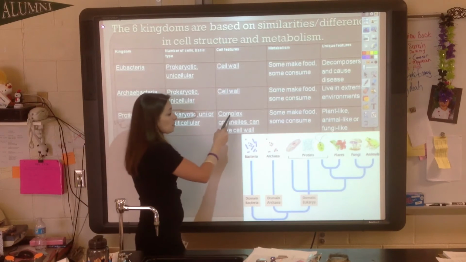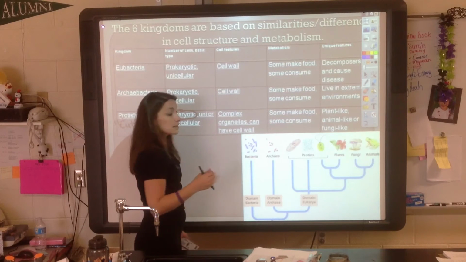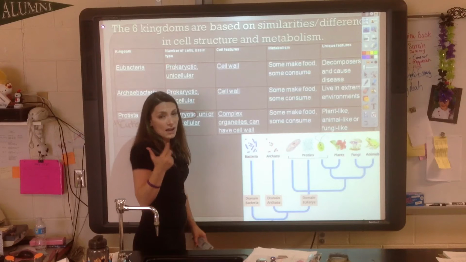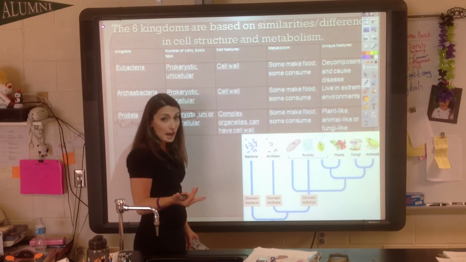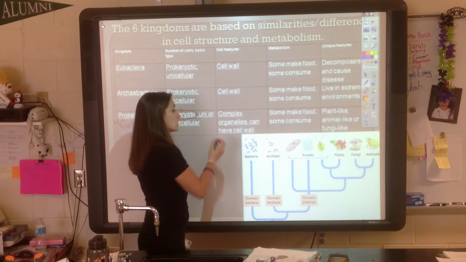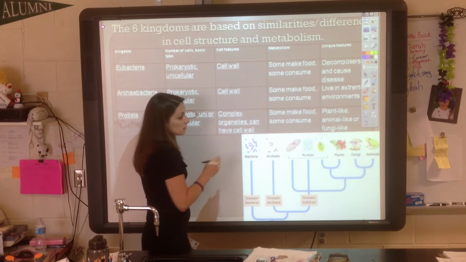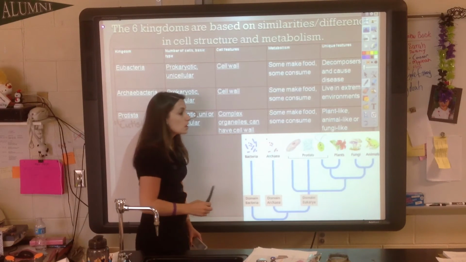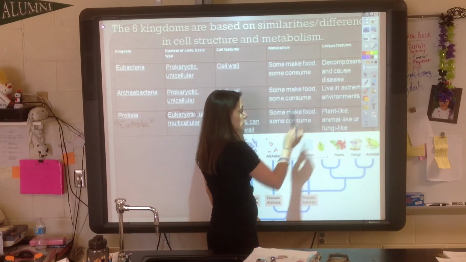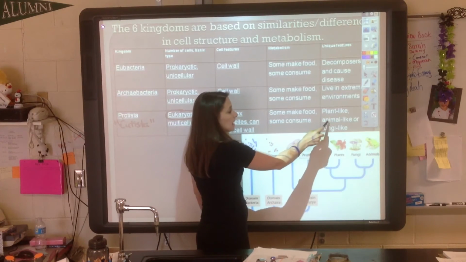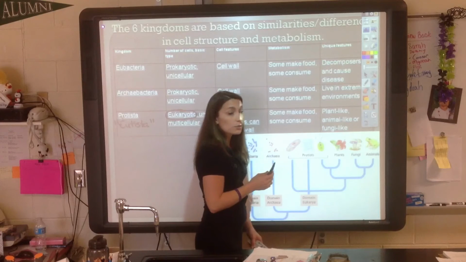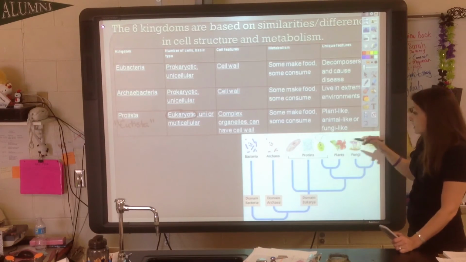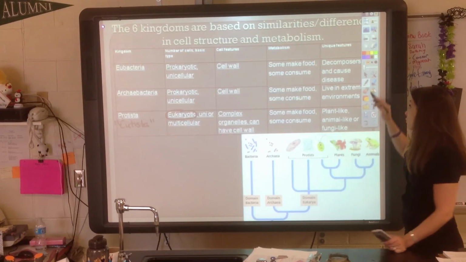They are complex. So they have things like mitochondria. Some of them have chloroplasts. They'll have an endoplasmic reticulum, vacuole, lysosomes. Some will have cell walls. The ones that are plant-like and fungi-like will have cell walls. Some will make food, the ones that are plant-like. And the fungi and animal-like ones will consume food. So we see that we start to get into really diverse groups.